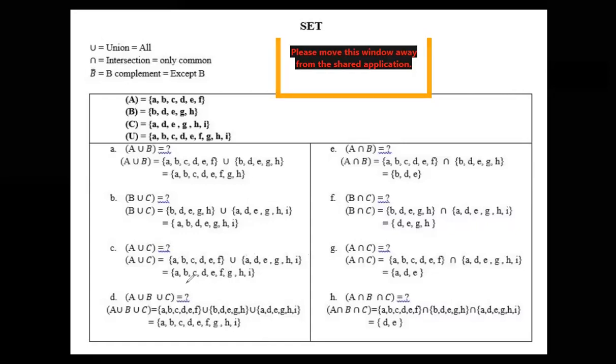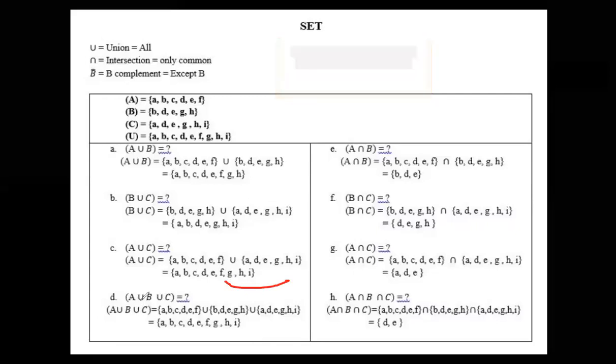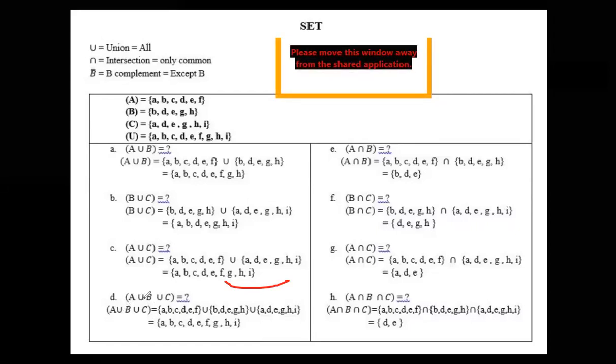Okay, so in this way we are going to get our answer. This is our correct answer. Any problem? If there is any problem, ask me. Is there any problem? Please respond. Okay, so A union B union C.